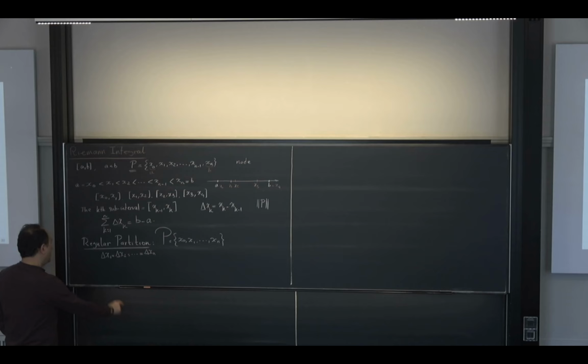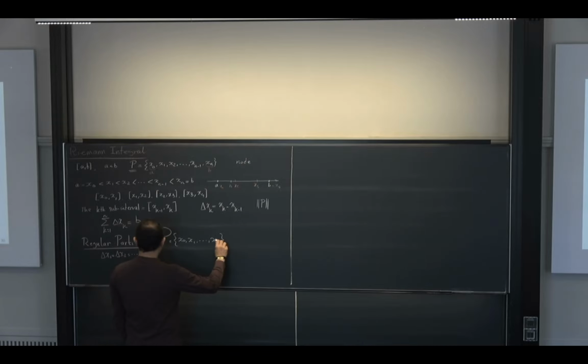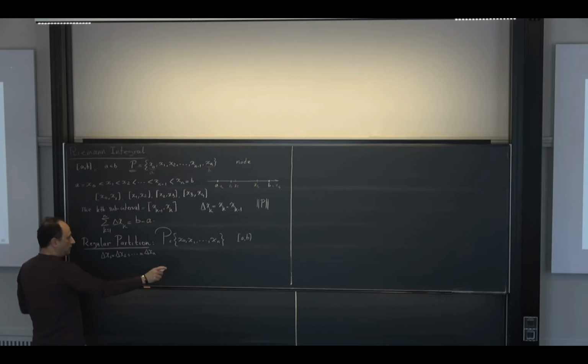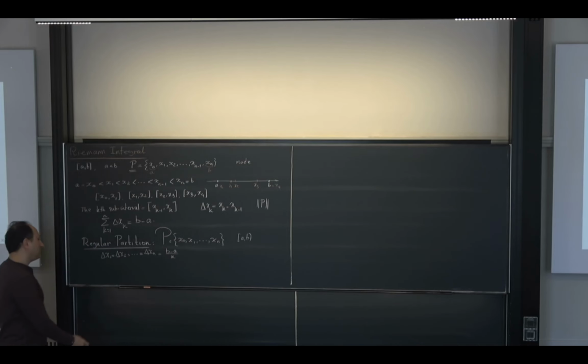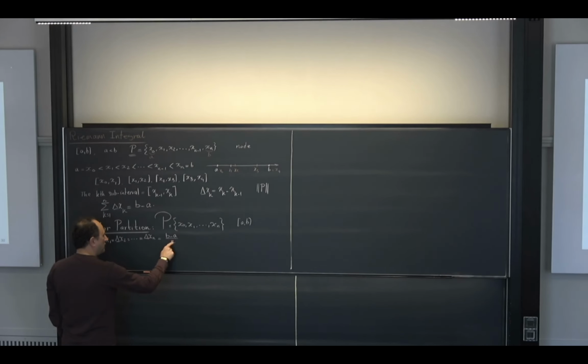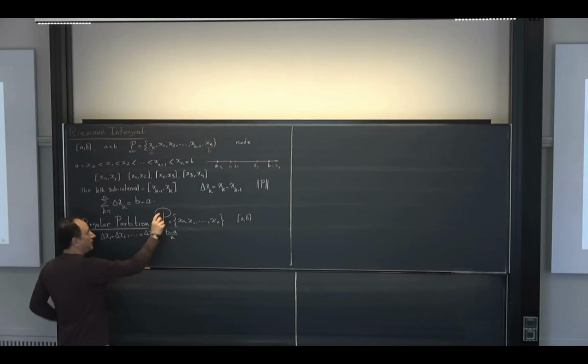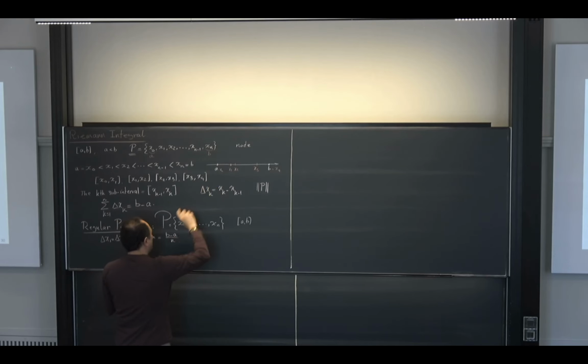Okay, if the lengths are supposed to be the same, what is the length of each one of them? I'm talking about this interval always, okay? So it means the total length, which is b minus a, I divide into n equal pieces, yes? And that is also good to know. For example, what is x0? x0 is just a.